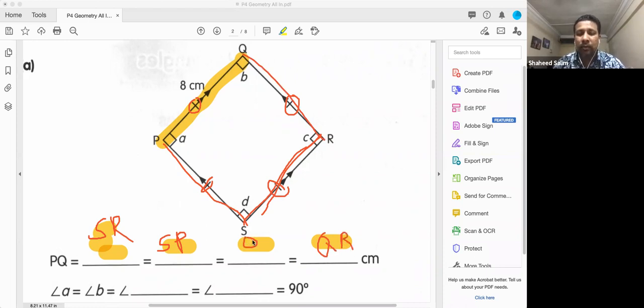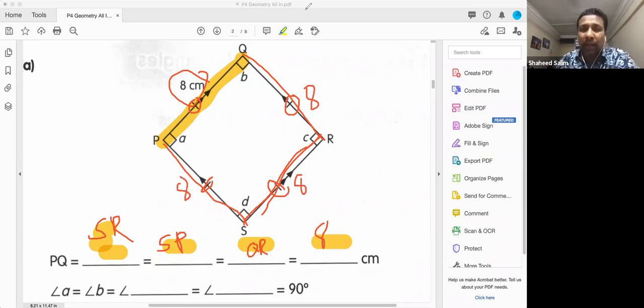Sorry, QR is here. And then what about this one? This one, how many cm? You all know how many cm, right? 8 cm. How do we know? Down here is 8 cm, and all of them is 8 cm. I remember square, all 8 cm. I know it's very simple. Later, some of you may forget. So now we go down to the next one.